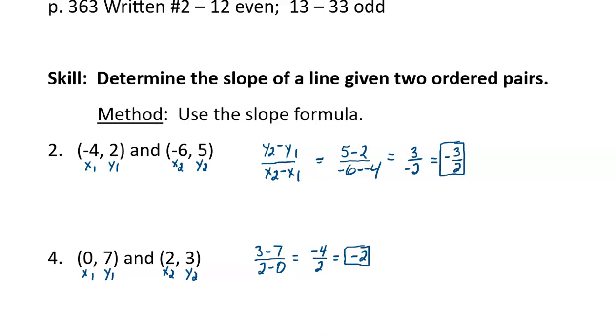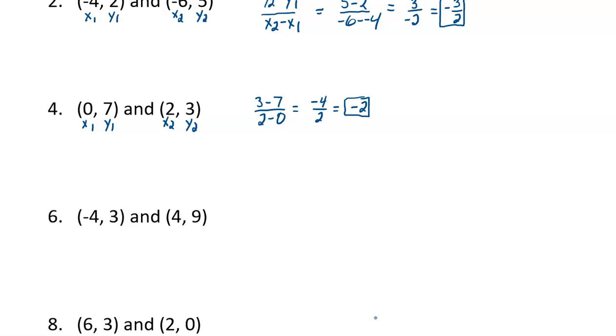This is a downhill line. From one dot to another, you go down 2 squares and run 1 square. Number 6. This is the x-coordinate of the first point. This is the y-coordinate of the first point. This is the x-coordinate of the second point, and this is the y-coordinate of the second point.